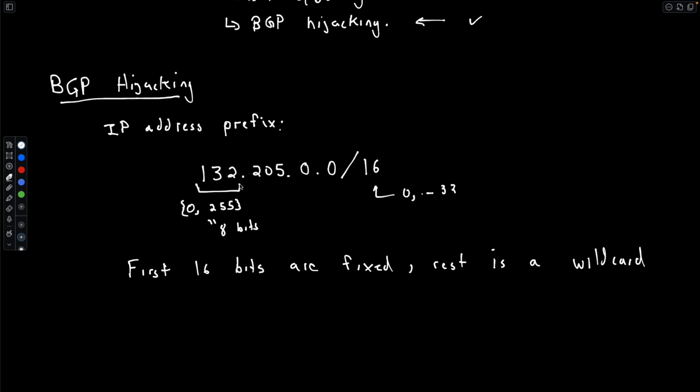So if I see this exact IP address with /16, what that means is that the 132 is fixed, the 205 is fixed, but the last 2 bytes are not fixed. So they can be literally anything from 0 to 255 for both of them, and it will match that prefix. As long as it starts with 132.205, it's going to match this prefix.